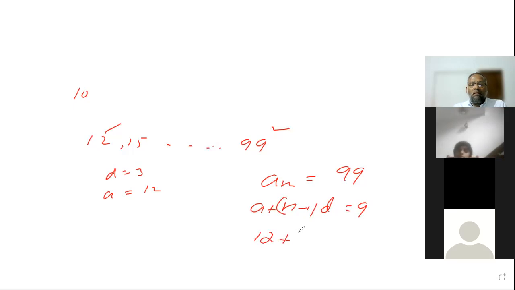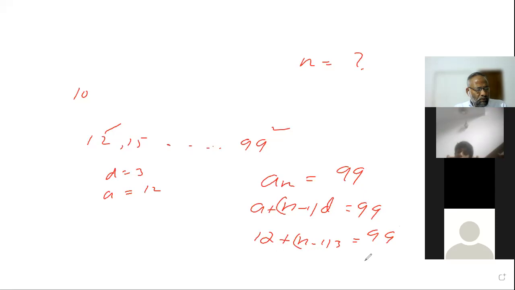No, n itself. We don't know it, we have to find it out. That is our question. n is equal to how much? So put 12 plus n minus 1 into D, that is equal to 99. D is 3, yes, D is given. Good. So 12 plus n minus 1 into 3 is equal to 99.